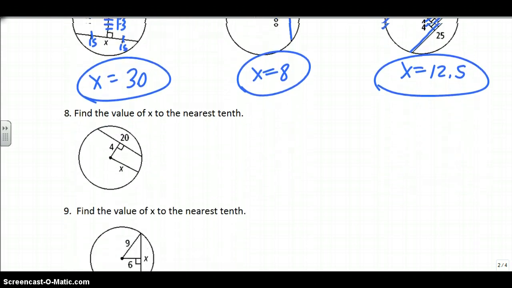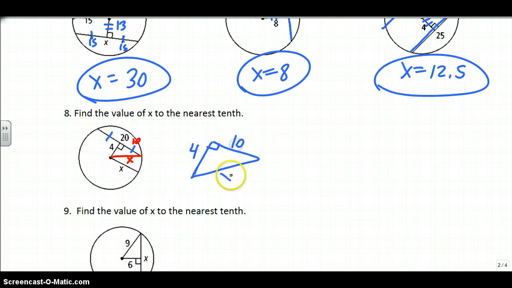Okay. Number 8, I love 8, because 8 you kind of have to redraw. Again, since this is a diameter, I know that it bisects that chord since it's perpendicular to it. Let me redraw the radius. Okay, that is also x. And I happen to know that this is 10 because it's half of 20, right? So I actually have a right triangle. Let me extrapolate that for you. We have 4, we have 10, and we have x.